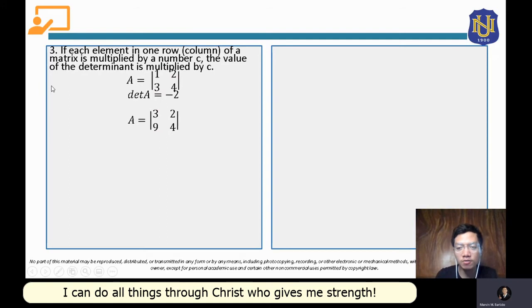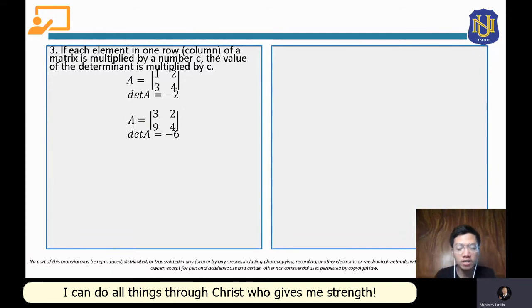From that, you can apply this third property: the given determinant of A, which is equal to -2, will just be multiplied by the scalar quantity, the number C that you multiplied to the first column. So the determinant for this will just be -2 times 3, which is -6. This will be useful, especially for matrices of higher order.